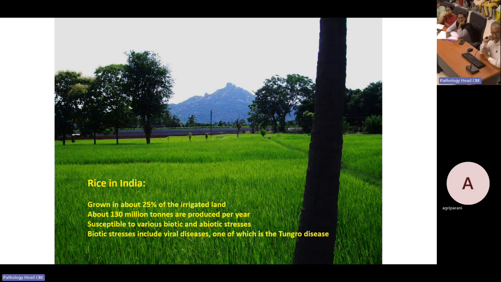And obviously, rice is susceptible to various stresses, and one of them being tungro disease. I'll come back to that later on. Currently, it is not important. There are many other bacterial and fungal diseases of rice. But why I had concentrated on viral disease is that viruses are very simple organisms. They are easy to understand and they are easy to improve. One can derive knowledge from them and try to improve the problem.